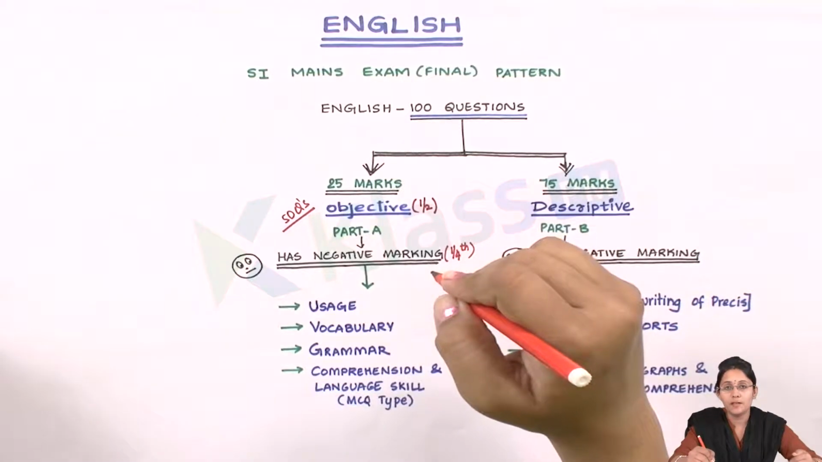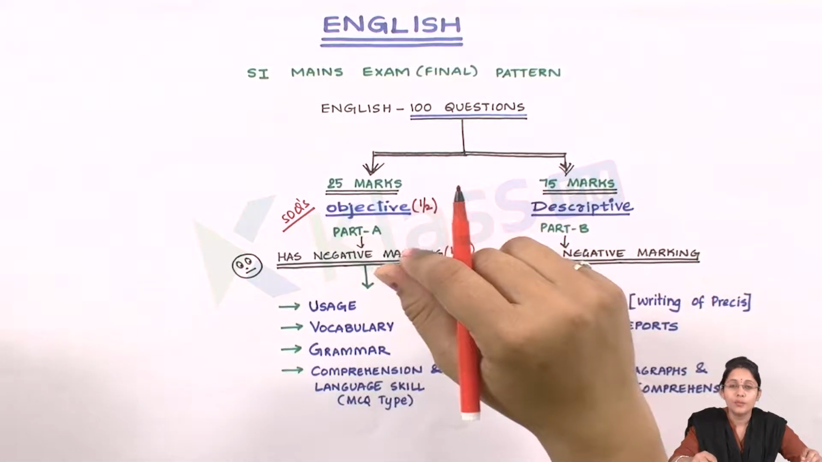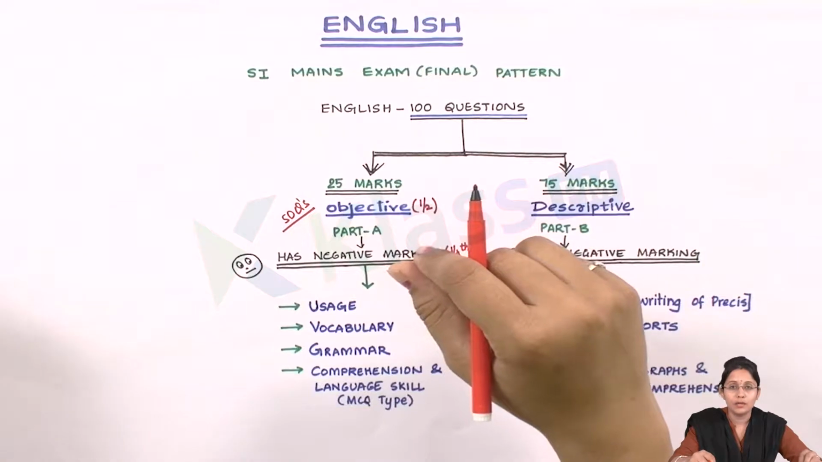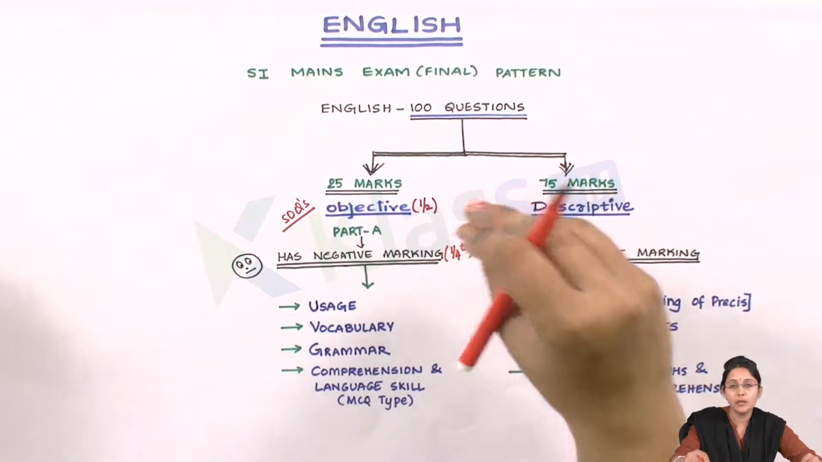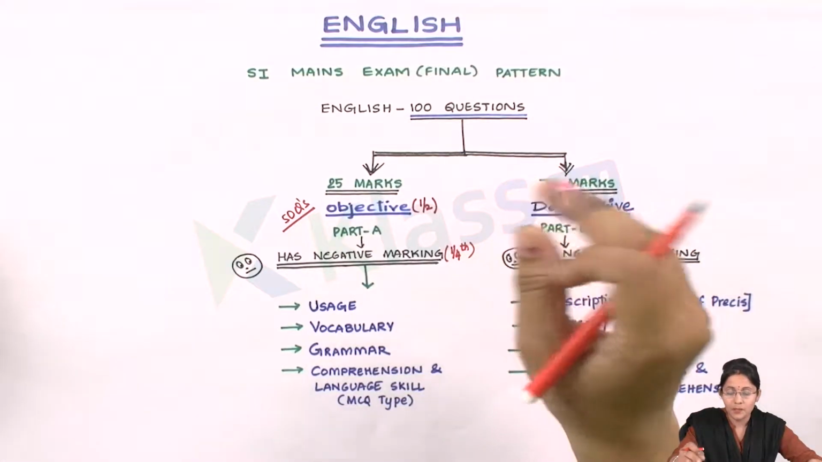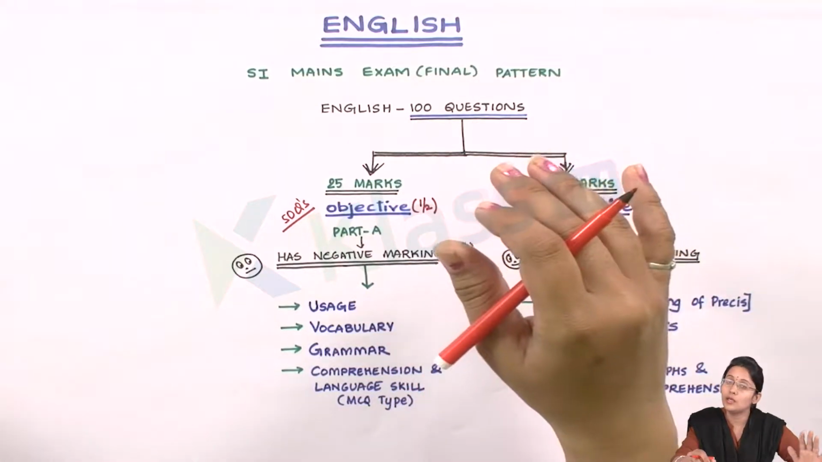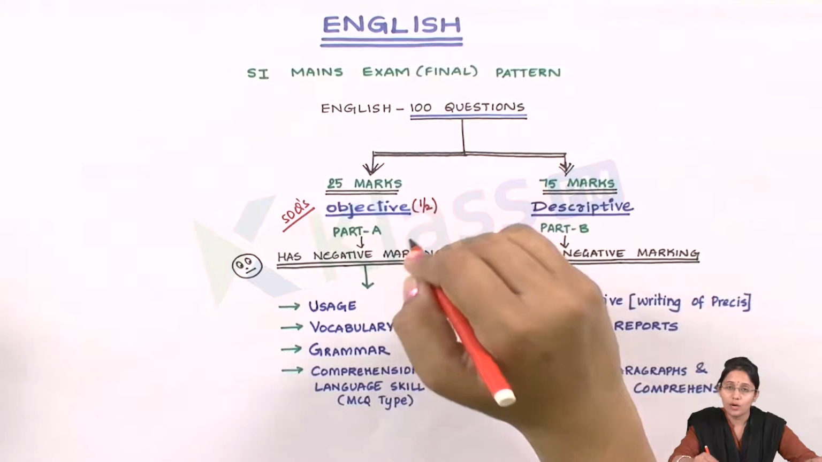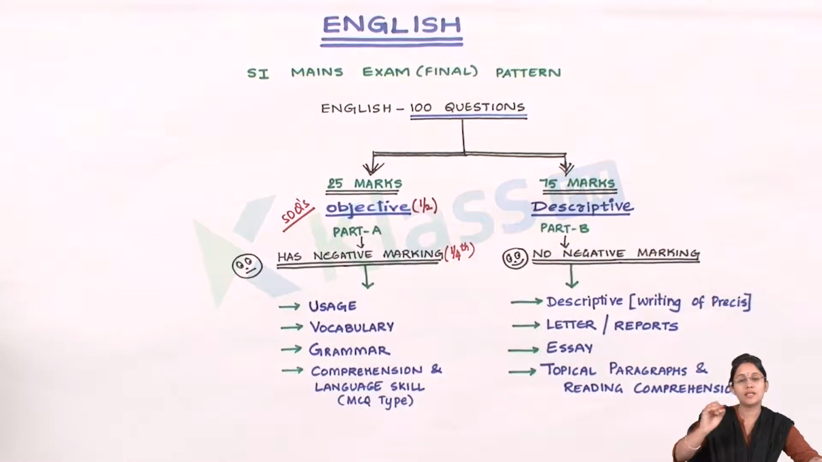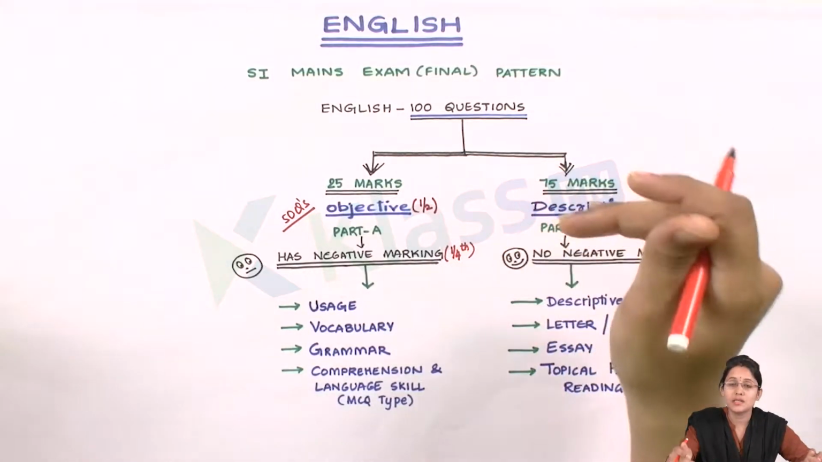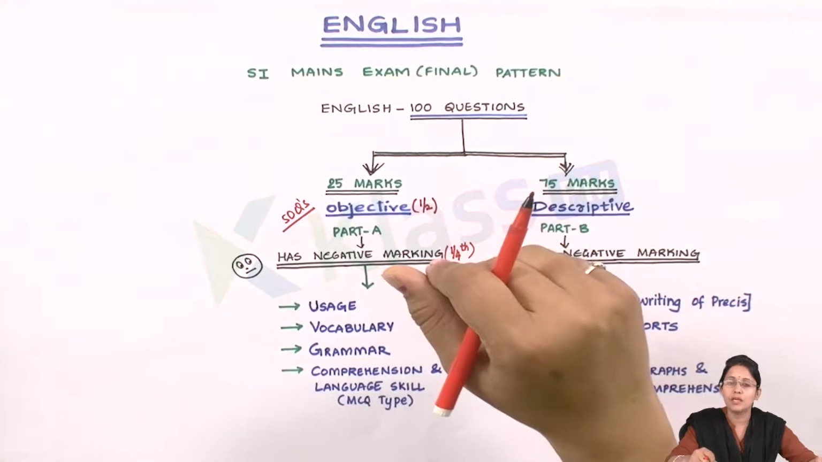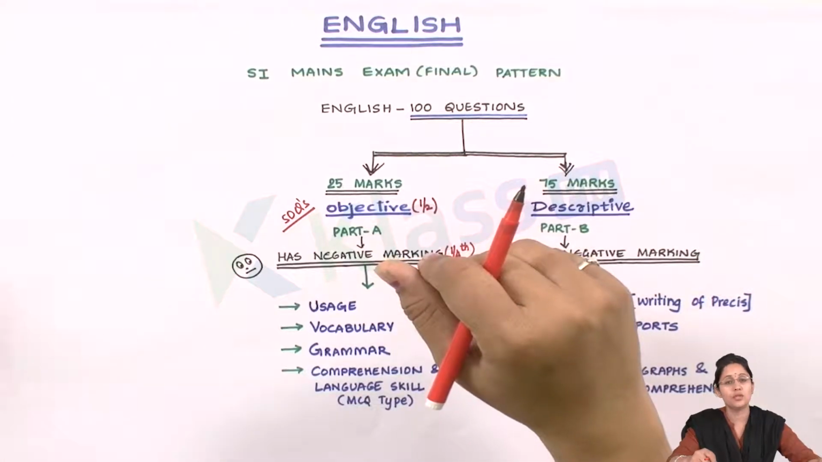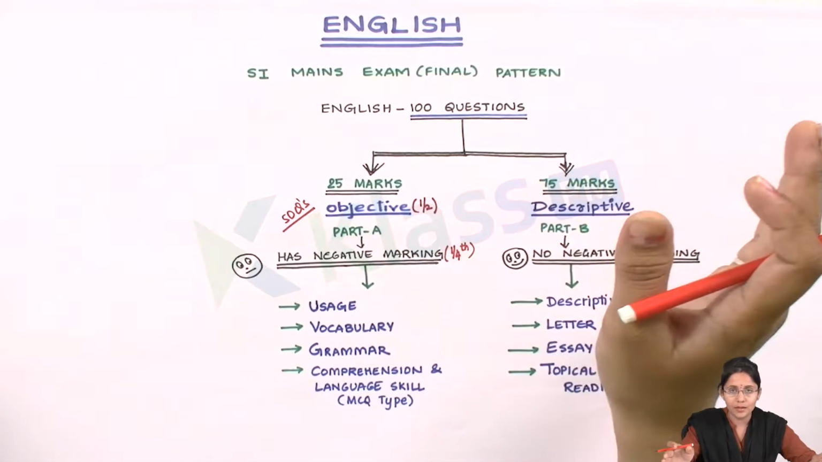Why did they put negative marking here? Just to make you accurate. Whatever answer you are attempting, only attempt it if you know the answer perfectly. You should not make an attempt unless you are sure about the answer. Or else if you just guess and put A, B, C anyhow, you will lose the marks. So kindly think before you mark any option. Unless you are 100% sure that this is the answer, don't mark it.